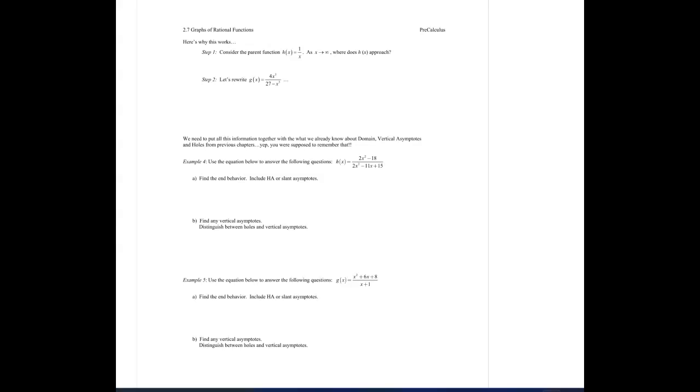Fun fact. It says, use the equation below to answer the following questions. h of x is equal to 2x squared minus 18 all over 2x squared minus 11x plus 15. Find the end behavior and include horizontal or slant asymptotes. To find that, all I need to do is look at the lead two terms, which in this case is 2x squared over 2x squared, which should just equal 1. And so that is my horizontal asymptote.